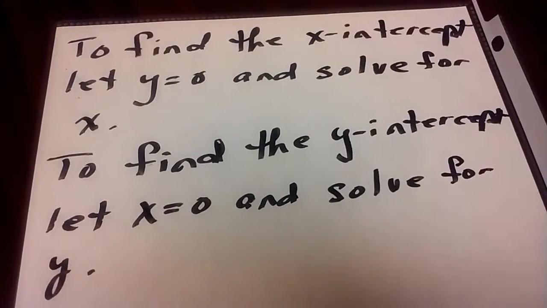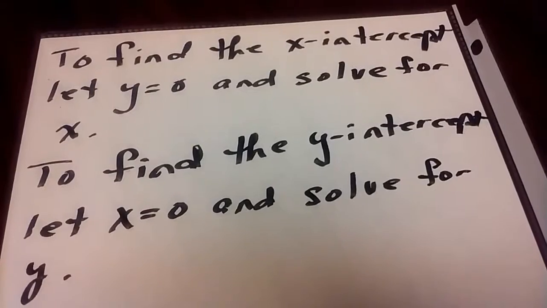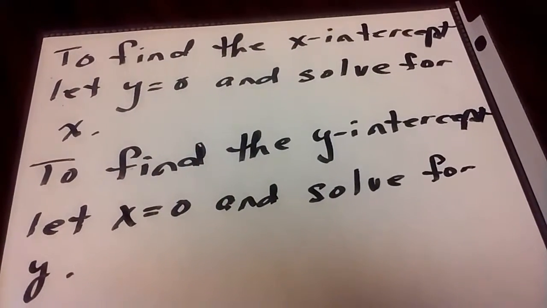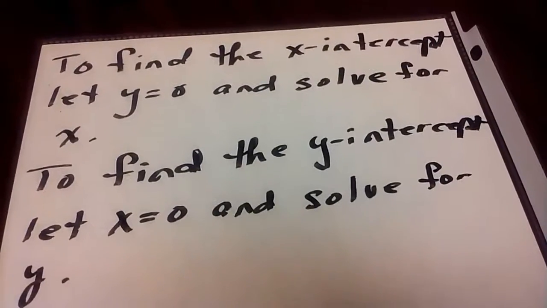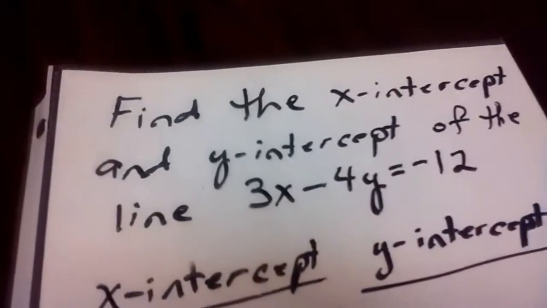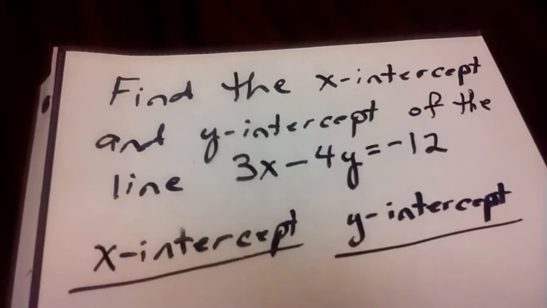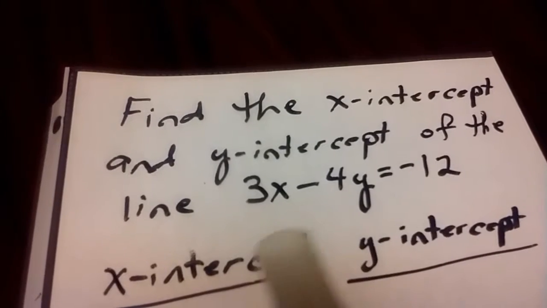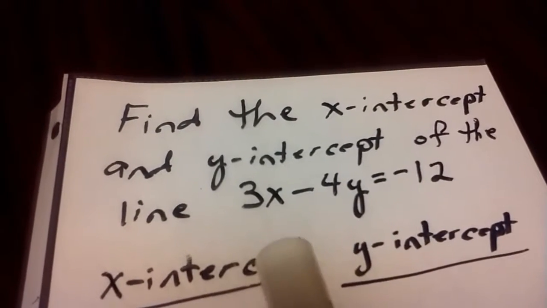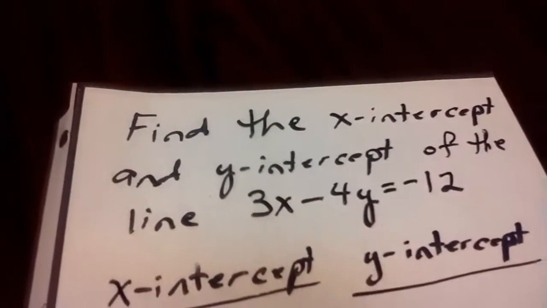That is the process you would use to solve for the x and y-intercept. You're just going to substitute the values in and solve for the other variable. Let's see how this works. Here we have a linear equation, and we want to find the x and y-intercept of the line 3x minus 4y equals negative 12.